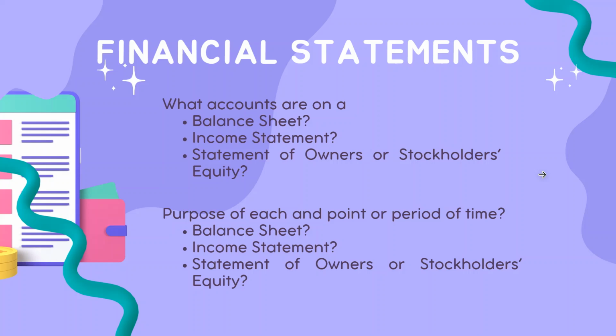Financial statements. Here's some of the financial statements. Balance sheet. What accounts are on a balance sheet? Permanent accounts. Assets, liabilities, and equity. Equity is permanent. You take the temporary accounts and put them into the equity account at the end of the fiscal period. Income statement has your revenue and expenses. Statement of owners or stockholders' equity just shows how the account has changed over a period of time.